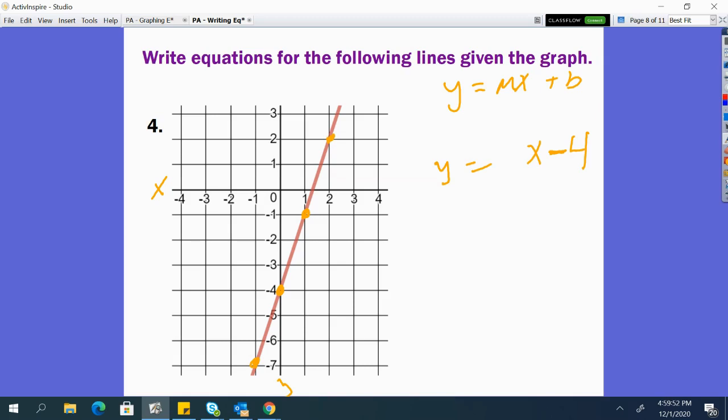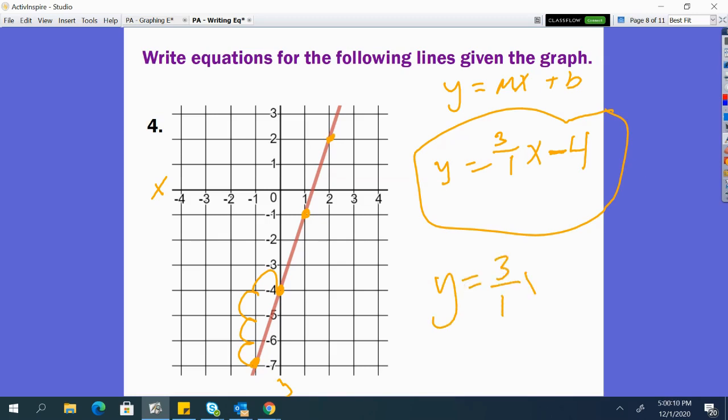Y equals. I rise 1, 2, 3 over 1. Up 3 over 1. It's not really nice. Y equals 3 over 1 x minus 4. That looks better.